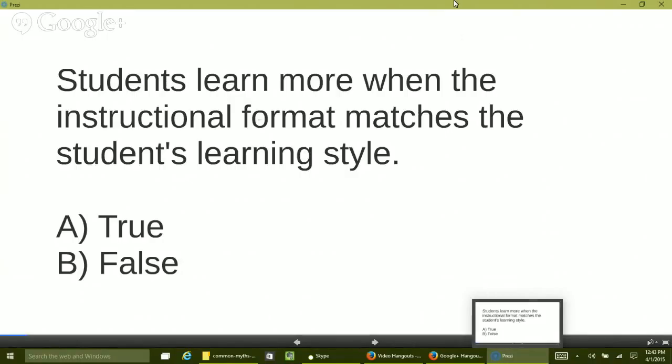So far we have one vote for false. And the question again is, students learn more when the instructional format matches the student's learning style. I know there's at least 4 people who are trying to connect from outside, but there seem to be some technical problems.